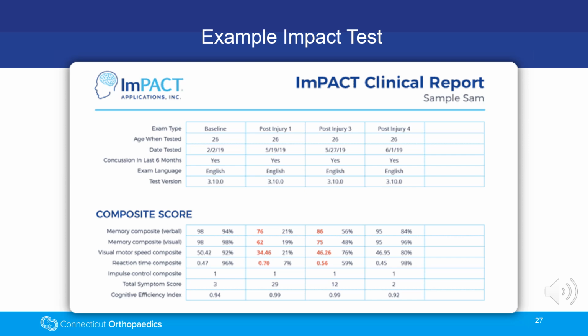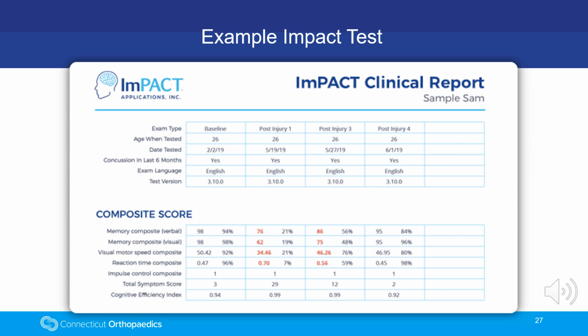As we can see on sample Sam here, he starts at his baseline with a memory composite score of 98, a visual motor speed composite score of 50.42, and a reaction time of 0.47. At his post-injury 1, he has about a 20 to 30 point decrease depending on the composite score, followed by post-injury 3, where he has increases in his score but is still about 10 to 15 points below his baseline.